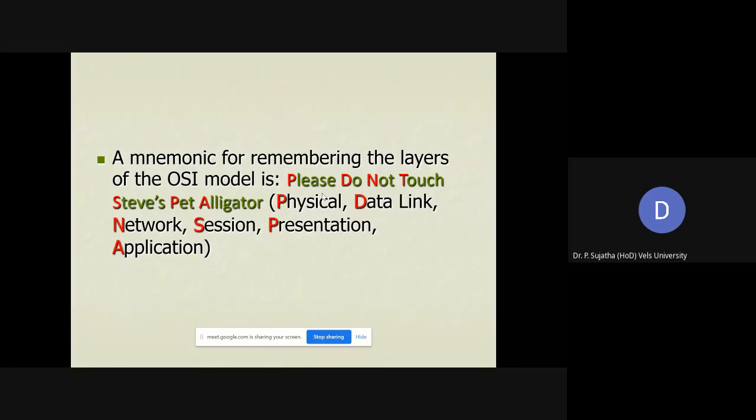Understood how to remember the 7 layers? So try to remember the mnemonic for this. Yes, ma'am. Okay.